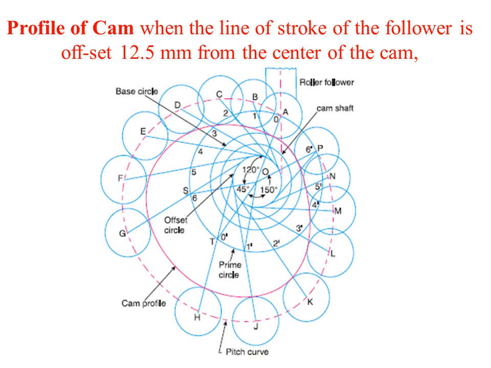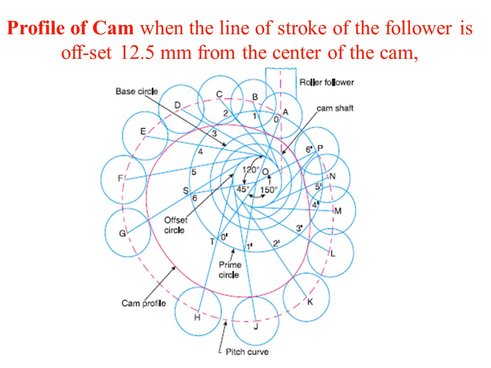Again with O as the center, you measure towards the right 12.5 mm and draw a dotted vertical line such that it passes through the prime circle at point A. Now join OA. That means the roller is offset by 12.5 and the follower will start moving from point A.